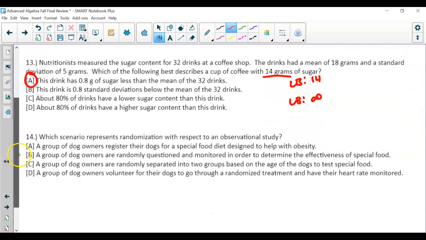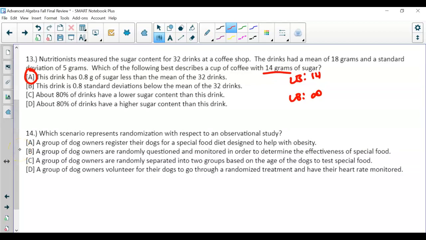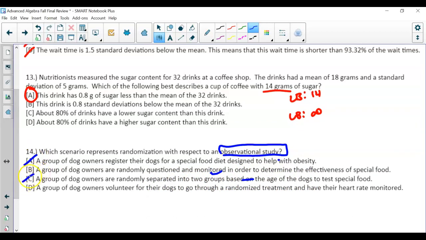So now question 14. We're looking to see which scenario would be best for an observational study. So observing, not asking a question strictly or dividing into groups and having a control group. So like, for example, A, a group of dog owners register their dogs for a special food diet designed to help with obesity, but there's nothing in terms of the observational. So this is not A. Questioned and monitored. So far, here's our monitor in order to determine the effectiveness of the special food. So far, so good. Randomly separated into 2 groups. So this is an experiment. So the answer is not C.